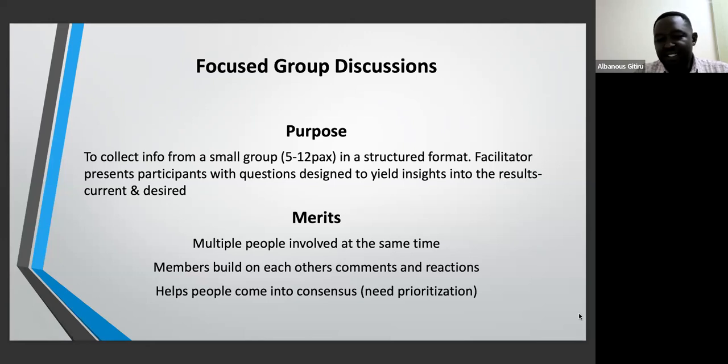Again, the advantage is that many people are involved at the same time. Then they build on each other's comments and reactions. So it's more like a brainstorming. We are building on an idea. It's a seed. It grows into something bigger, and everyone is bringing in their perspective. And it also helps people to come into consensus, especially when you have so many ideas mooted, then you need to prioritize. So the prioritization part really comes out nice when you're doing a focus group discussion. Next.